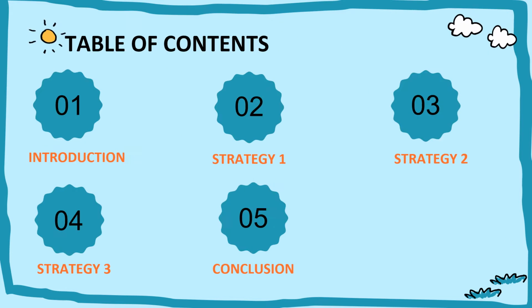So our table of contents begins with the introduction regarding our choice of the model, followed by the first, second, and third strategy, and last but not least, the conclusion. So next, I will pass to my friend to introduce you to our choice of model.